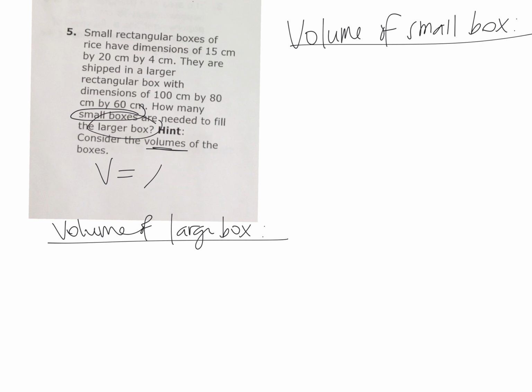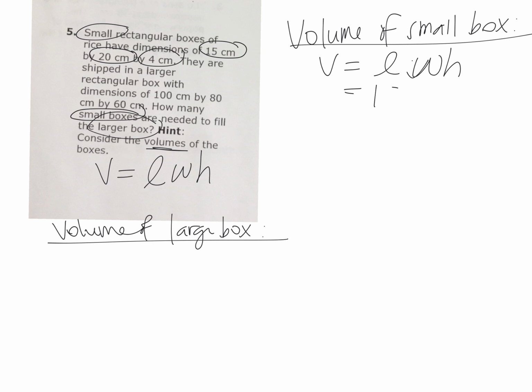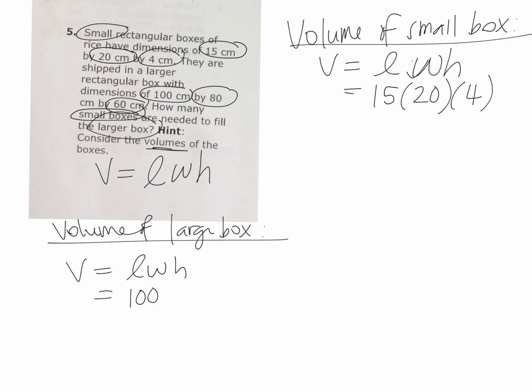Length times width times height. Okay. So let's start with the small one. Length times width times height. What are the dimensions? 15 by 20 by 4. Just multiply it together. 15 times 20 times 4. And the large box, same thing, length times width times height. Dimensions are 100 by 80 by 60. So 100 times 80 times 60.